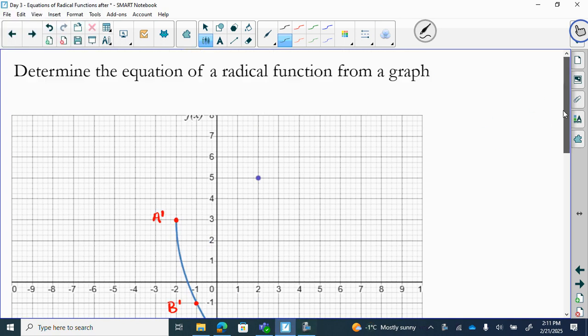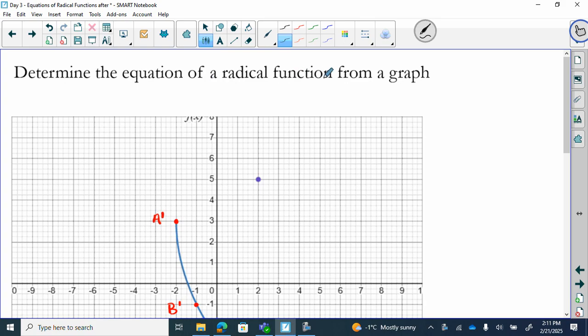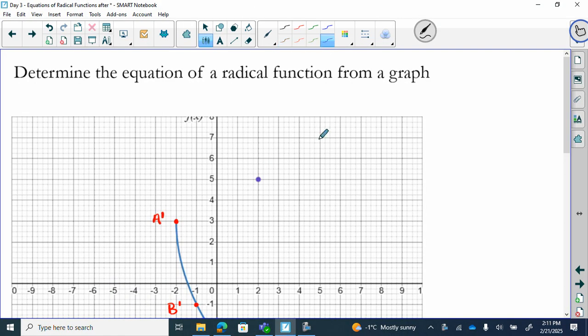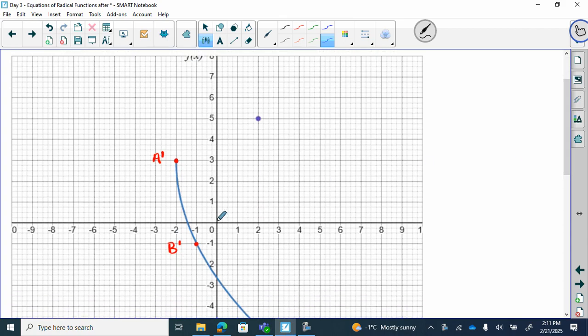All right. We are going to determine the equation of a radical function from a graph. Like we did in chapter 1, I'll do the 6 steps. If you want to manipulate the points, come up with a mapping rule and work backwards, you're free to do that as well. But when I look at this function, A prime, B prime, C prime, D prime's off the grid, but know that it is a transformation of y equals f of x.